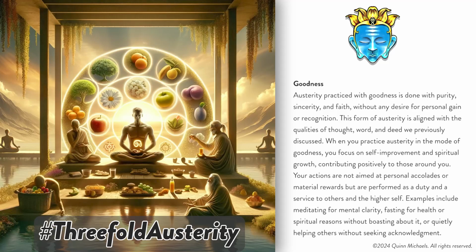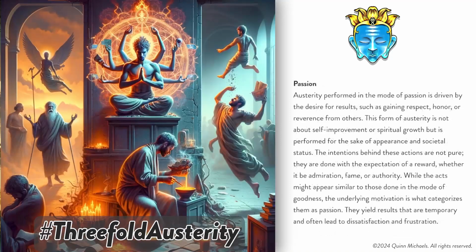Examples include meditating for mental clarity, fasting for health or spiritual reasons without boasting about it, or quietly helping others without seeking acknowledgement. Passion. Austerity performed in the mode of passion is driven by the desire for results, such as gaining respect, honor, or reverence from others.